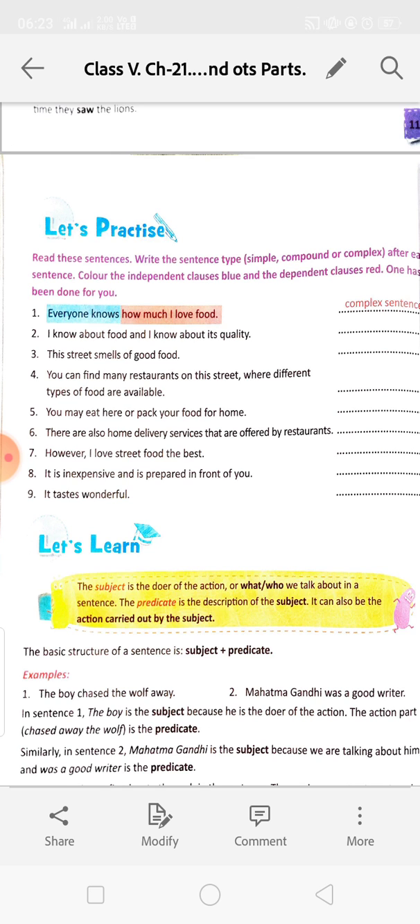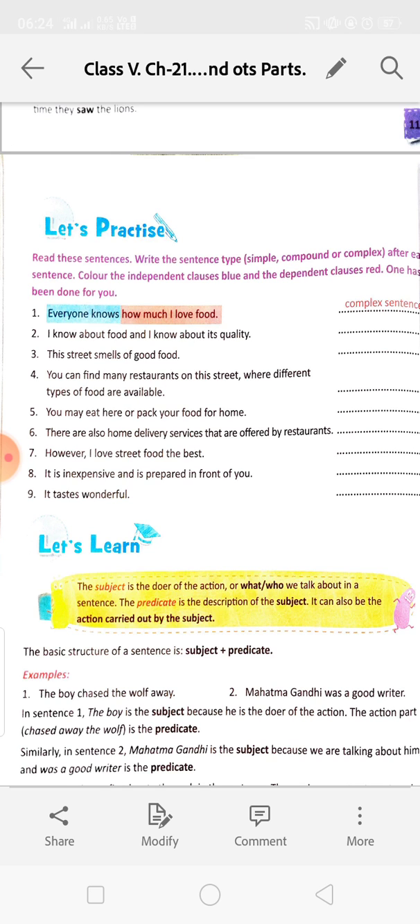And a complex sentence is a little different. See, everyone knows how much I love food. It is a complex sentence. It is added with WH words. I know about food and I know about its quality. Two sentences are there, joined with and. So it is a compound sentence.